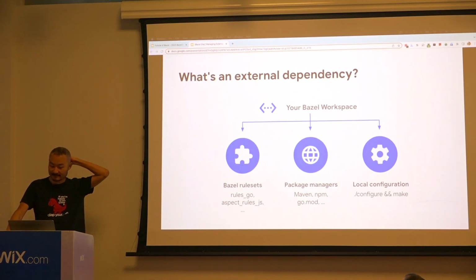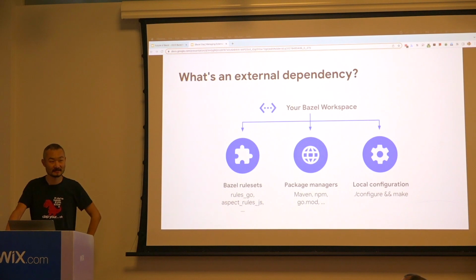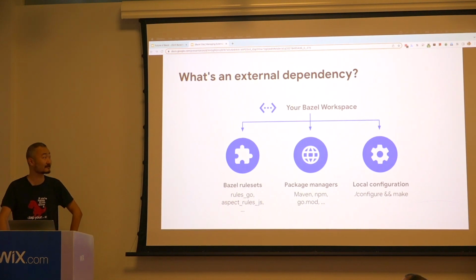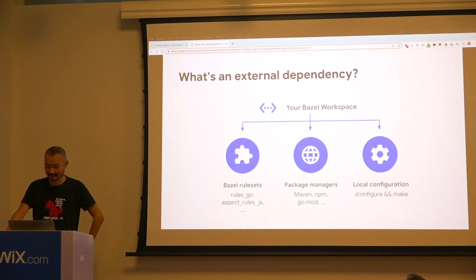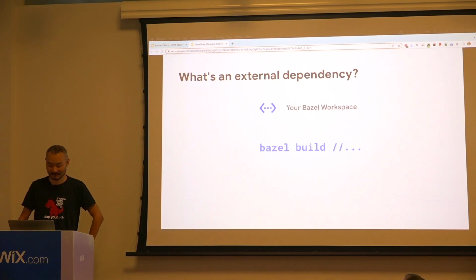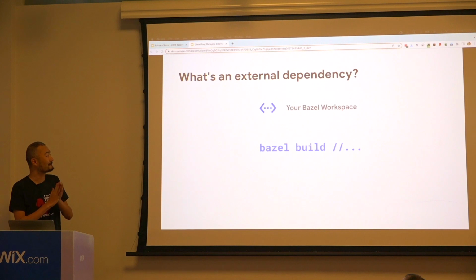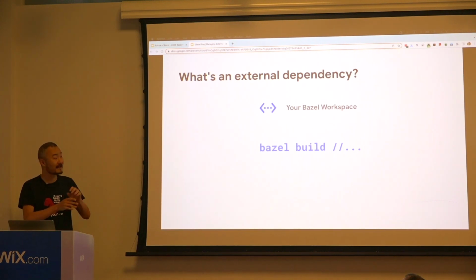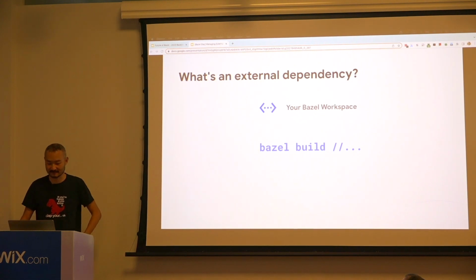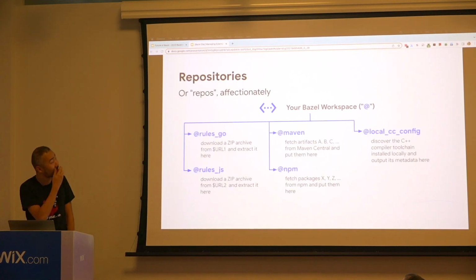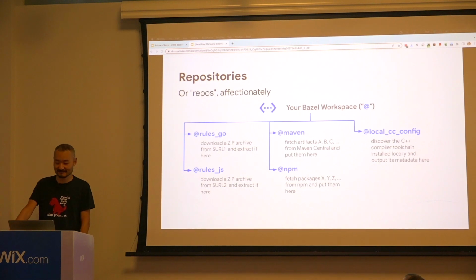To reiterate, anything included in your build outside of your project directory is an external dependency. And Bazel is extensible enough to support many different kinds of them. What Bazel offers is that all of that is abstracted away with the right configuration. Just run bazel build, and all the downloads and toolchain discovery and whatnot will happen in the background on demand. Okay, so how does Bazel do all this?